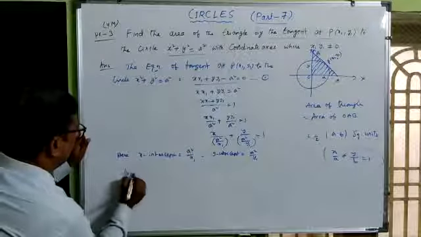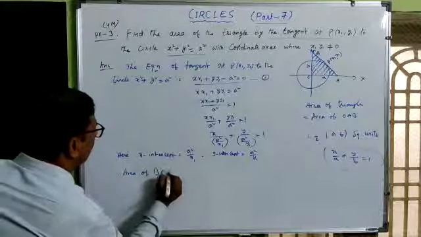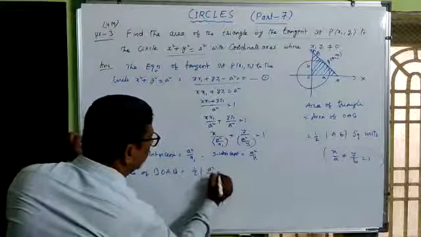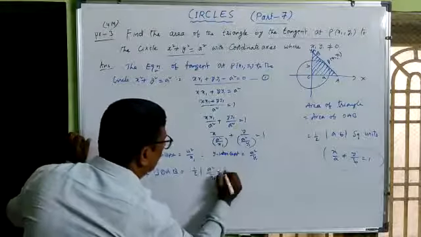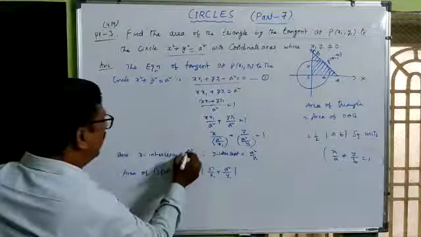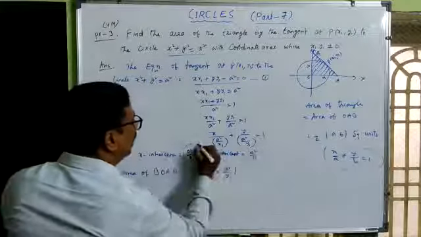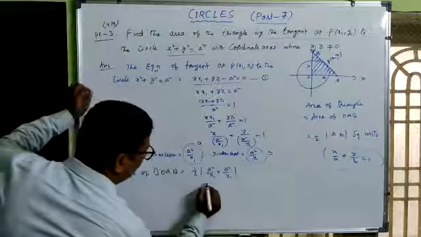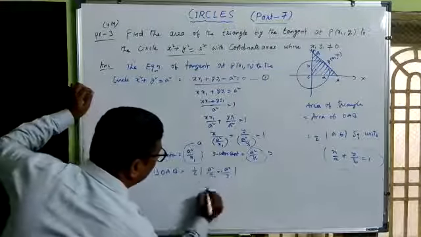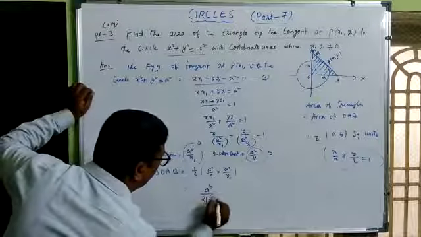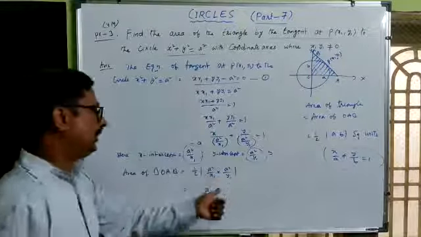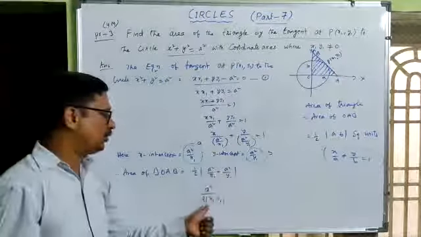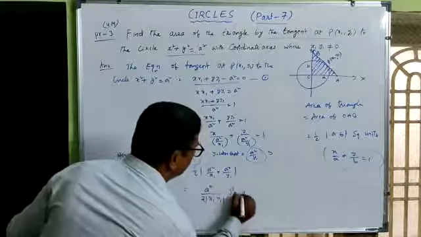Therefore, the area of triangle OAB is equal to half mod a into b, where a is a square by x1 and b is a square by y1. So half, a square into a square is a power 4, by 2 into mod x1 y1 square units. Modulus is not taken for the a square terms, since square is there.